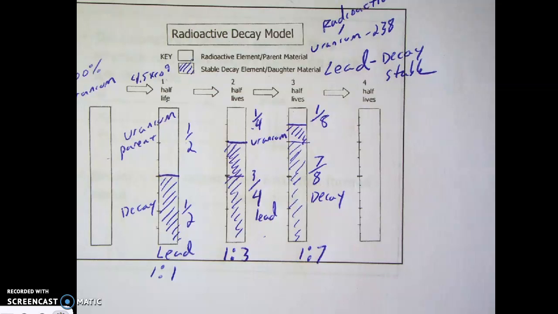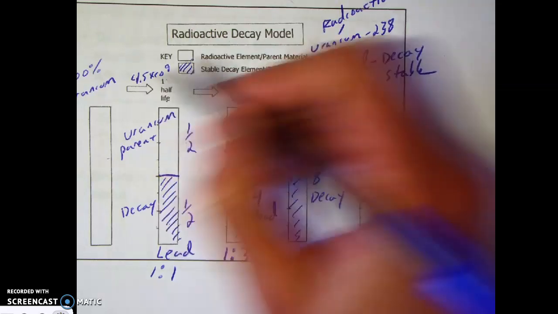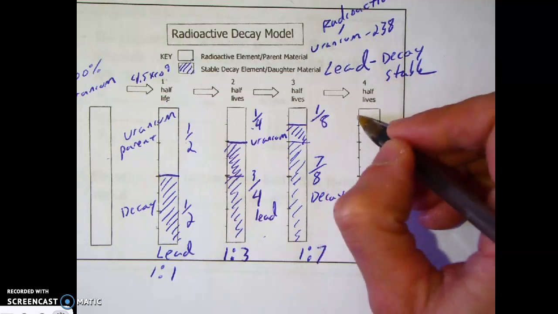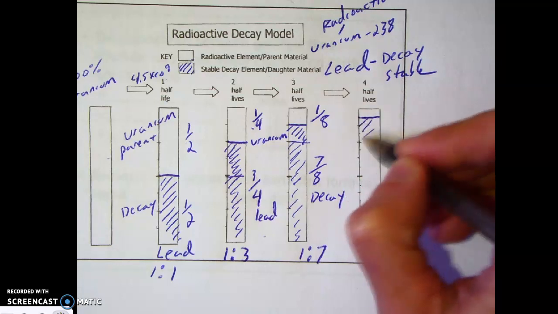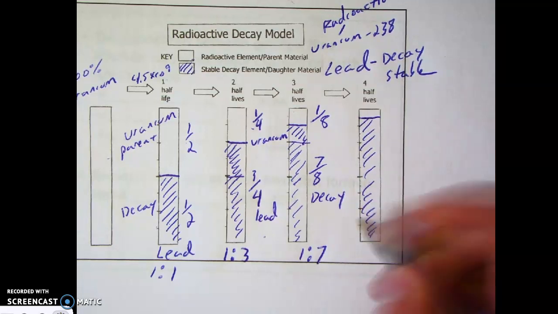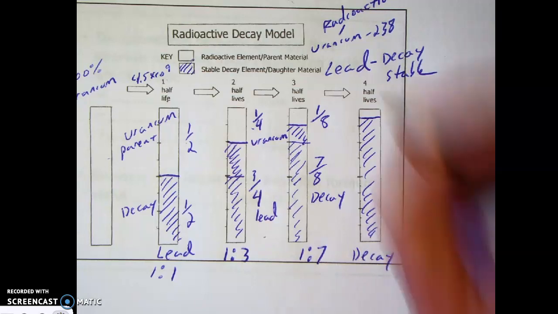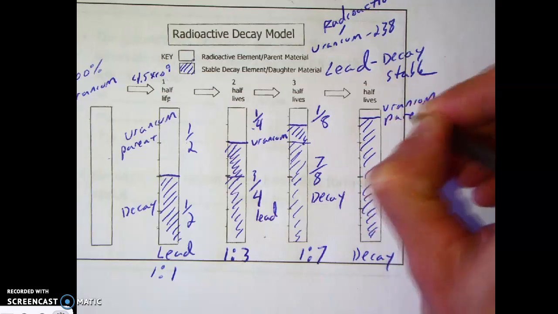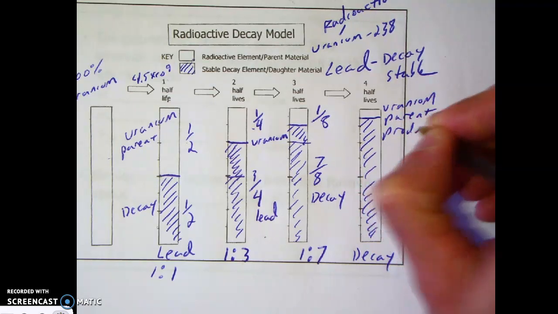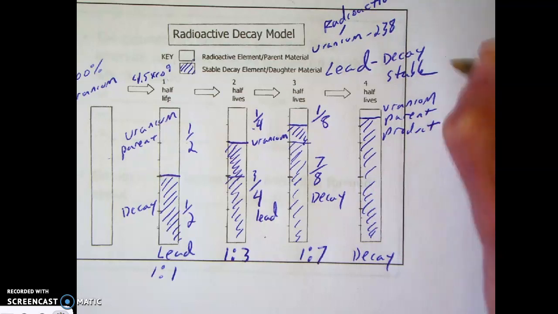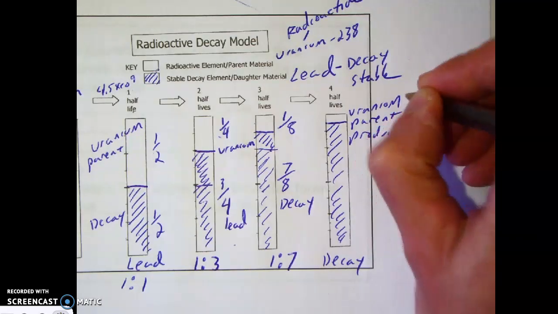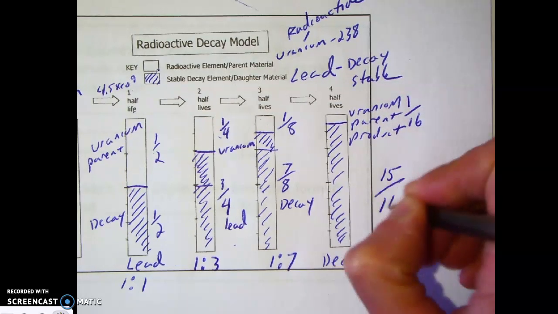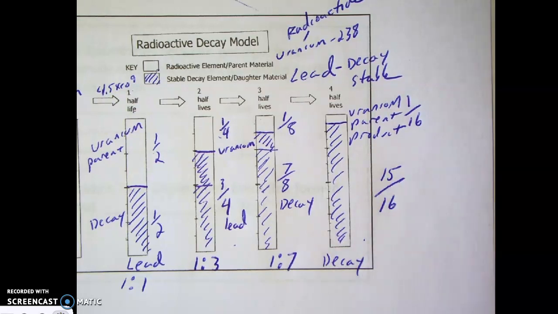And of course, if we were to go through another half-life, another 4.5 times 10 to the power of 9 years, we could take this radioactive uranium and divide it in half again, and all of this would be decay. This would be uranium, or parent product. Which means now we have 1/16 of the original, and now we have 15/16 decay product.